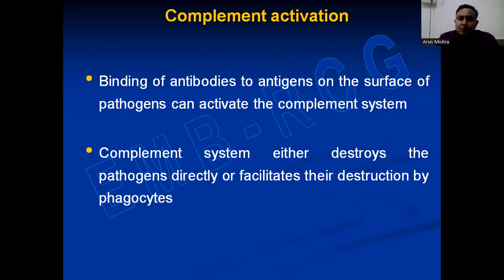The last is complement activation. Binding of antibodies to the antigen on the surface of a pathogen can activate the complement system. The complement system either destroys the pathogen directly or facilitates its destruction by phagocytosis, which is a process of engulfing the whole antigen by a lymphocyte or a monocyte.